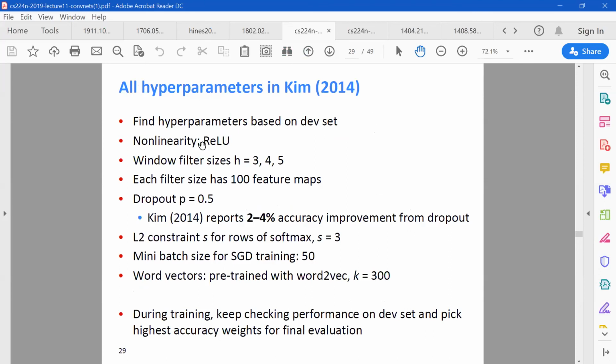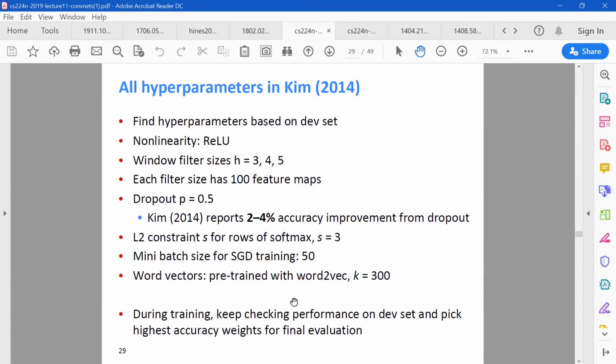Okay, and so here's a summary of all the hyperparameters that were used in the Kim paper. Let's see, for nonlinearities, he used the ReLU. Window filter sizes are 3, 4, 5. Each filter size has 100 feature maps. He used 0.5 for his dropout parameter, and he reported a 2 to 4% accuracy improvement. And then he used s equals 3 to make sure that the weights didn't get too big. He used a mini batch size of 50, and he used pre-trained word vectors from word2vec with length of 300.